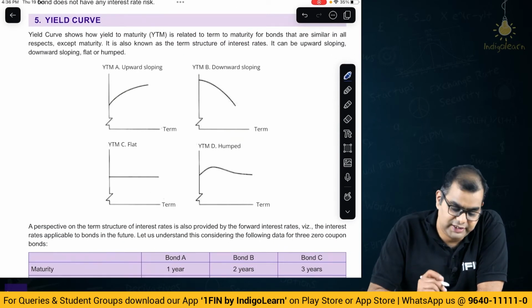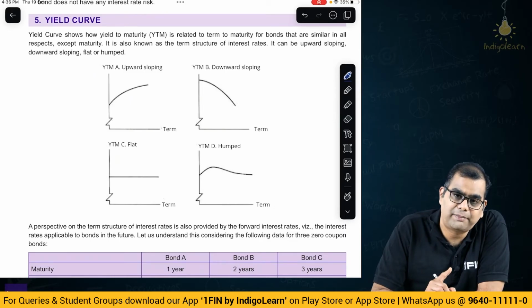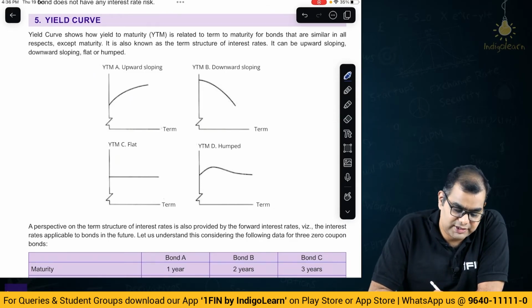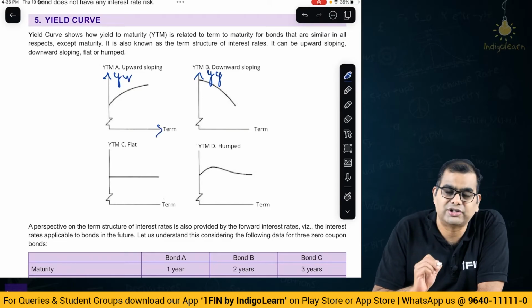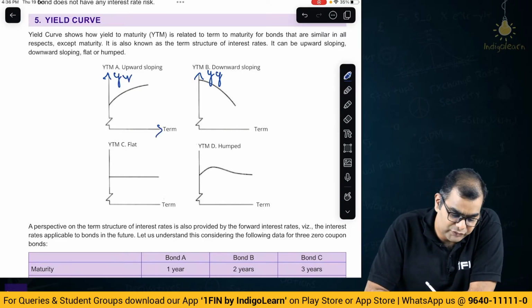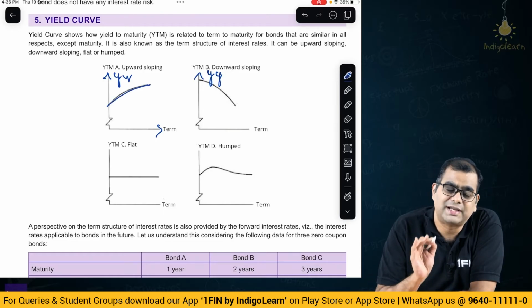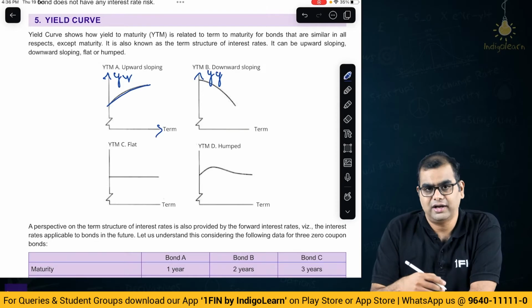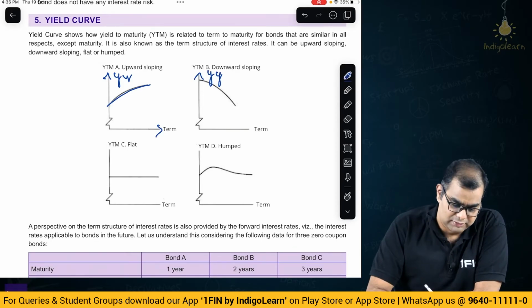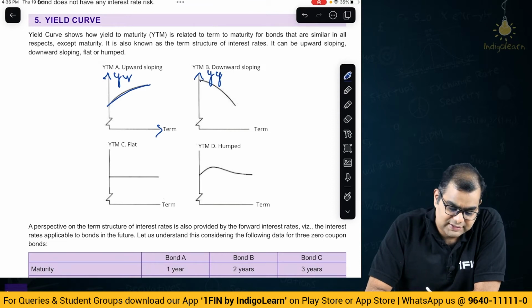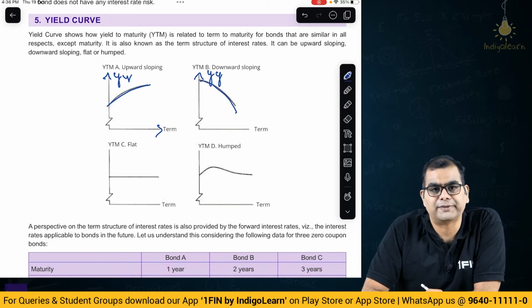What is a yield curve? Unlike a price to yield relationship, here the yield is on the y-axis and tenure is on the x-axis. Here, as the tenure increases, typically the yields increase. That is, if I am asking you for a long-term loan, you will ask for a higher interest rate. But in some cases, the yields may be downward sloping.